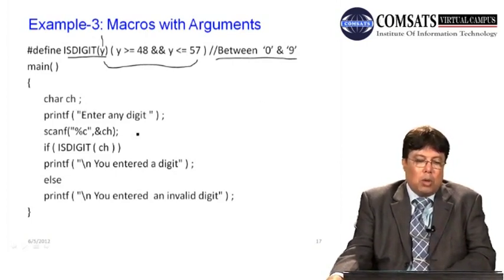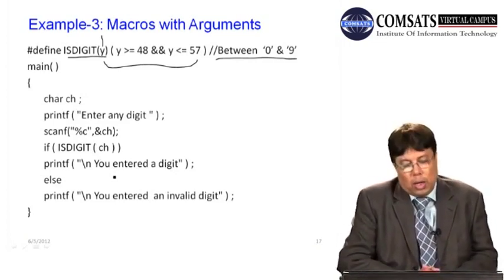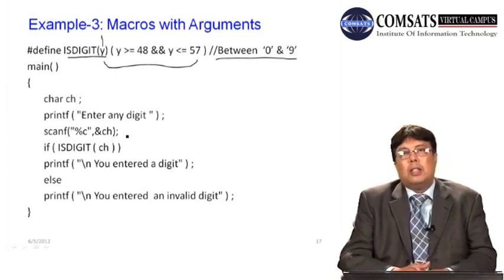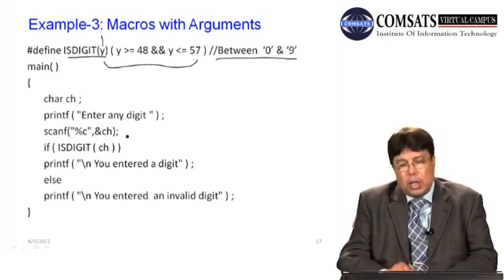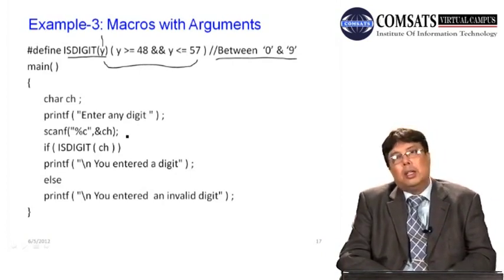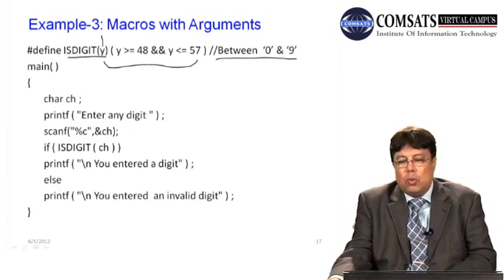But in this particular example, what you can do is read any character from the keyboard, pass it on to this macro, and this macro should validate whether it is a valid digit or not. Whatever character you type on the keyboard, if you press any valid digit between 0 to 9, it will say you have entered a digit. But if you press anything else, then it will say that you entered an invalid digit. So the range is that you check whether the code of the digit you have given is between 0 to 9 or not. This is also one way to test that.